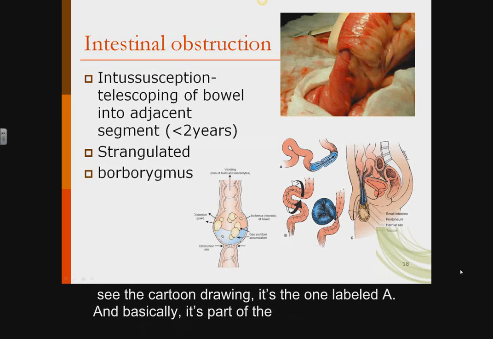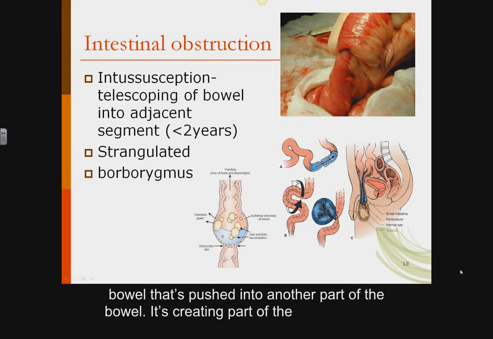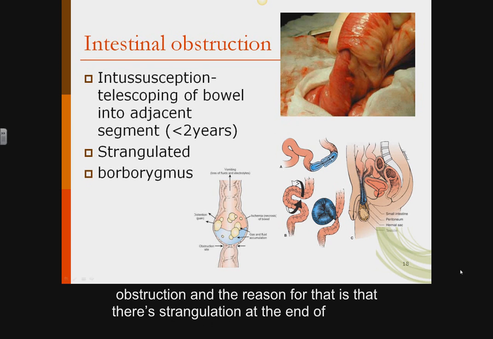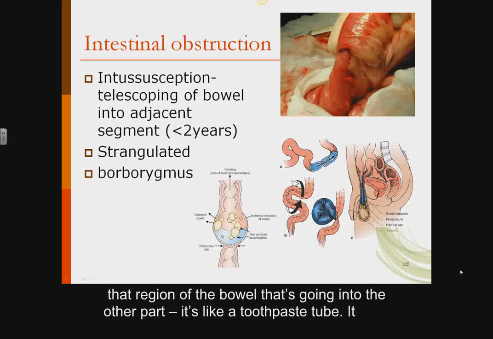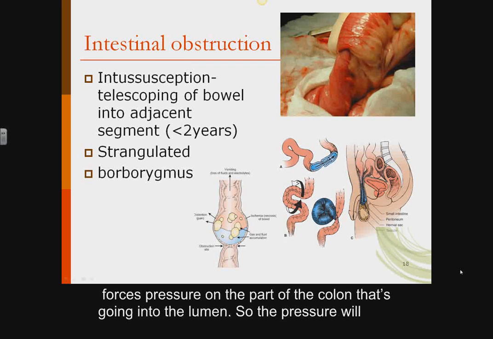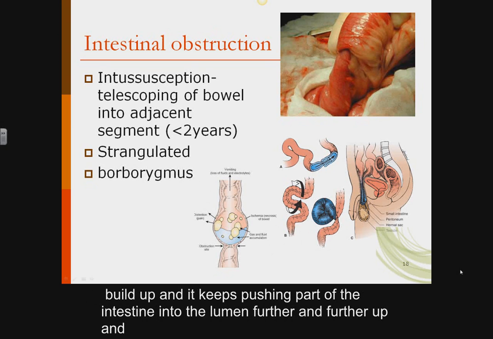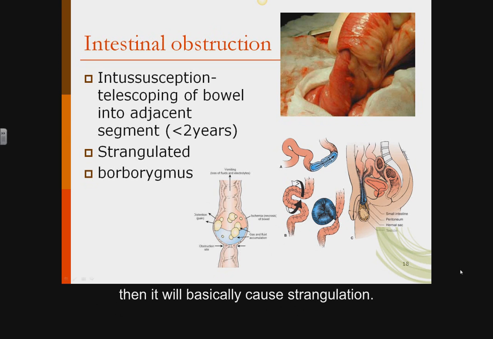And basically, part of the bowel is pushed into another part of the bowel, and it's creating part of the obstruction. The reason for that is there's strangulation at the end of that region of the bowel that's going into the other part of the bowel. It's sort of like a toothpaste tube in my mind. It forces pressure on the part of the colon that's going into the lumen. So the pressure will build up and it keeps pushing part of that intestine into the lumen further and further up, and then it will basically cause strangulation.